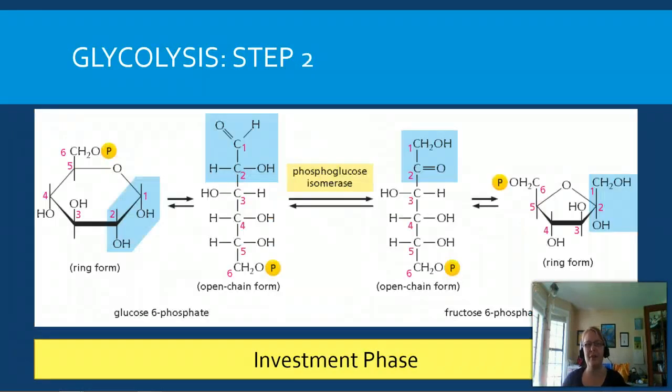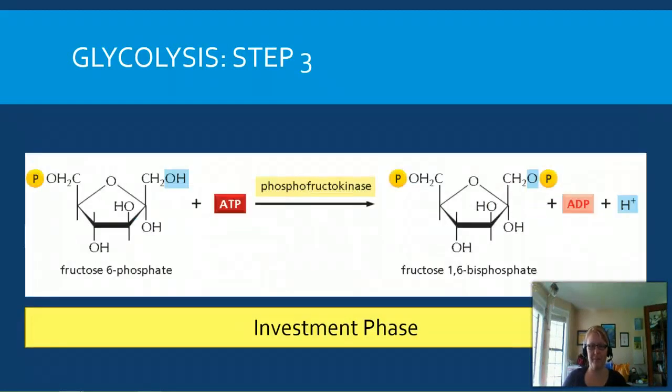The next step of our investment phase is when we're going to rearrange the molecule a little bit. We're going to go from a 6-carbon sugar in this ring form that you see here to a, it's still going to have 6 carbons, but it's going to be in a 5 carbon ring form. And you can see how this is being reshaped a little bit. The purpose of this is that it gives us a sort of mirror image of the ring on either side. And that's going to make it easier to split later down the road. So it's just kind of a rearrangement step at this point in the investment phase.